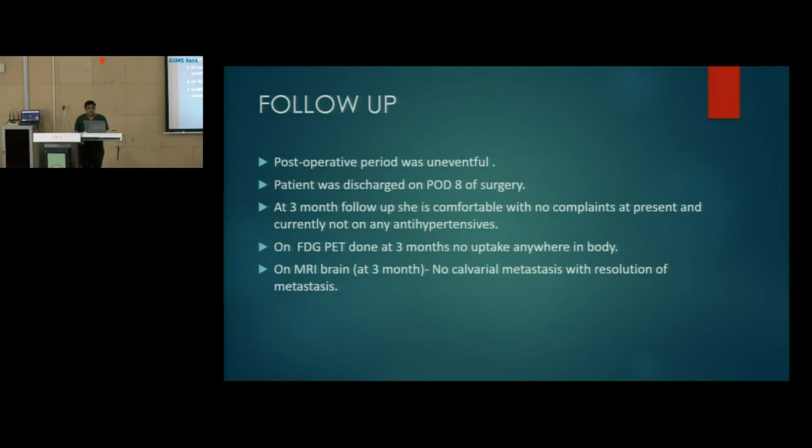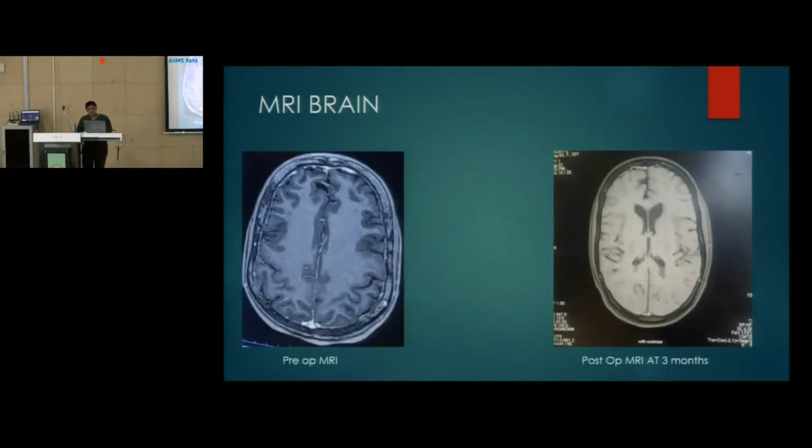Following which, we also did an MRI brain to see the status of the likely mets that were suggested in the pre-op period. It showed no calvarial metastasis now, with resolution of the likely metastasis. So this was the MRI brain. As we can see, there were enhancing areas in the parietal bone and bilateral diploic spaces, and in the post-op MRI at 3 months, there is no enhancing lesion present.